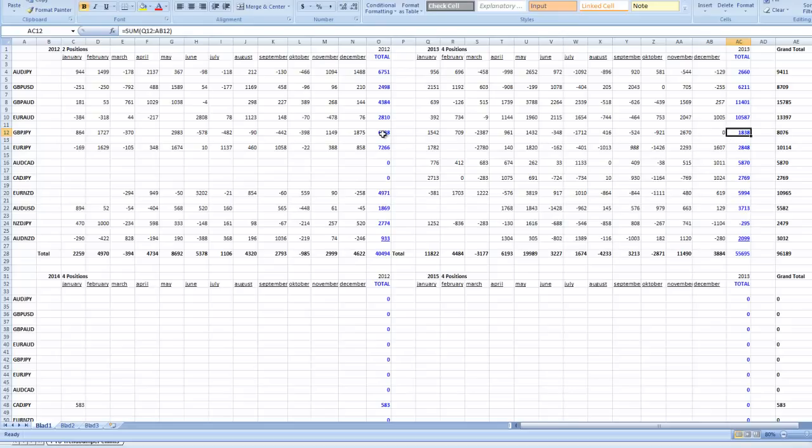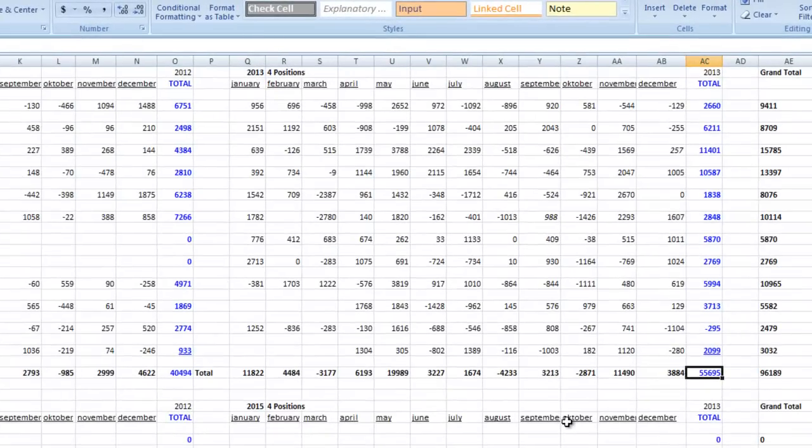And you know, you can just look down this list. We actually had one pair that was negative by the end of the year, the New Zealand yen. It underperformed. But all in all, the list of 12 gained over 55,000 pips in 2013.